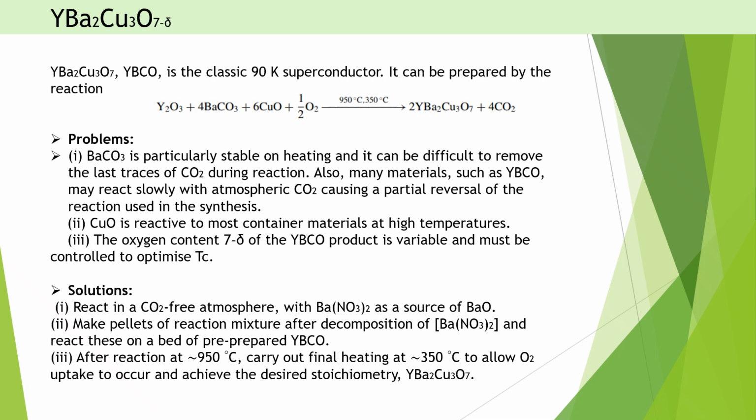Solutions include using Ba(NO3)2 instead of BaCO3 to avoid decomposition issues, using pre-sintered YBCO pellets as substrate to avoid reaction with containers, and finally annealing the product in oxygen at around 350 degrees Celsius to achieve the correct oxygen stoichiometry.